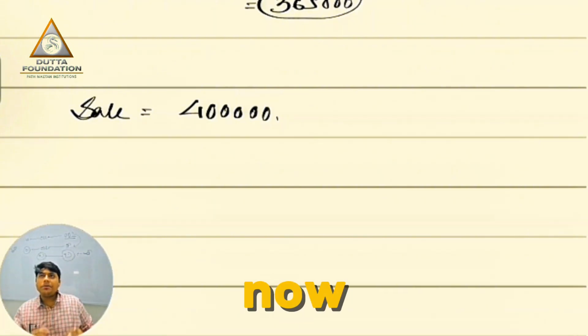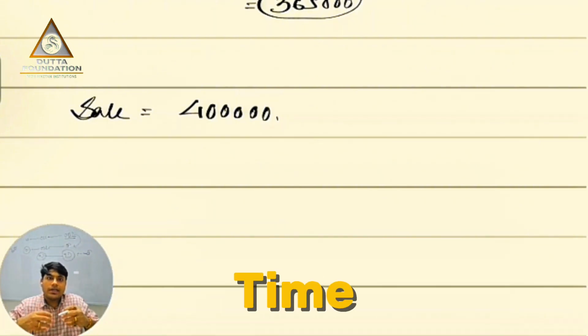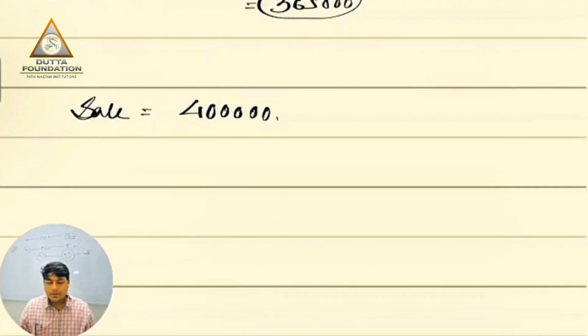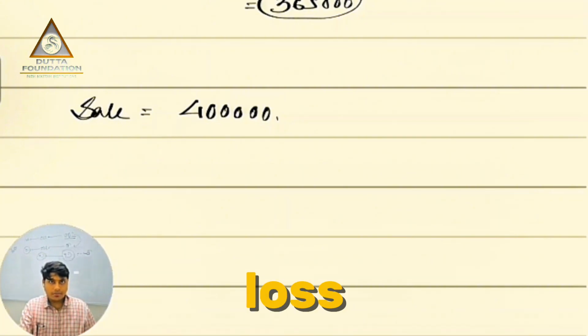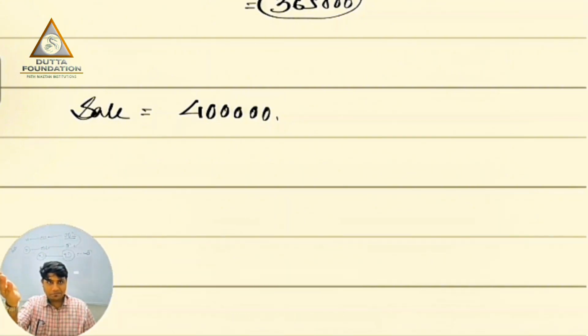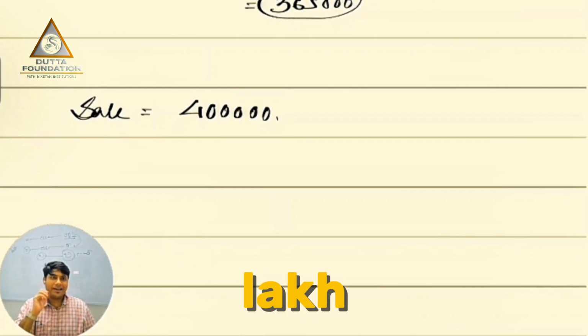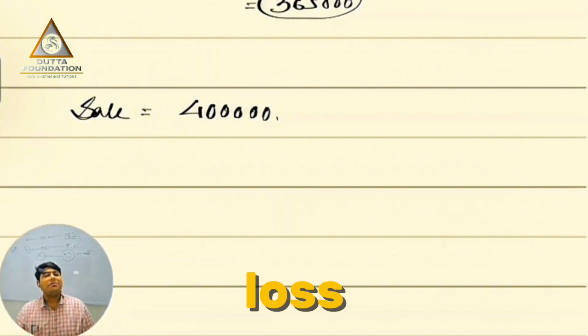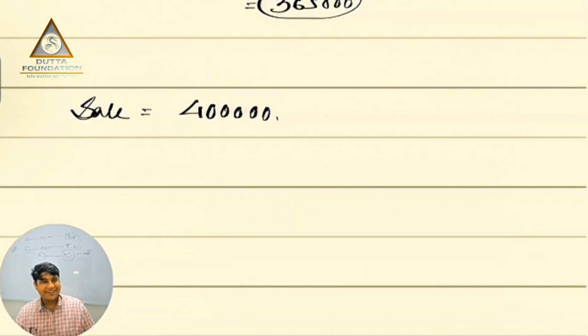Now people can ask you, sir, at the time you are selling the machine, do you have any profit? Do you have any loss? How do you calculate? Basically, it looks like a loss. You bought the machine for 5 lakh and now you are selling it for 4 lakh. Sir, you have a loss. It looked like a loss, but practically it is not.